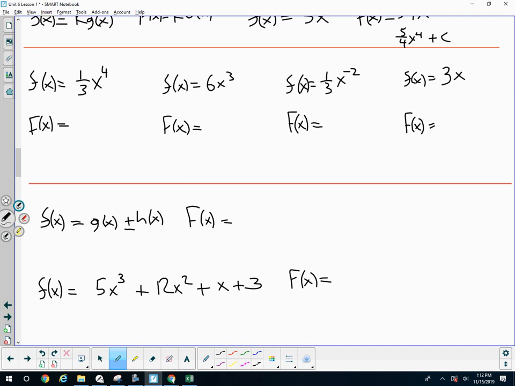If you're not comfortable with doing it all at once, I'd advise you add 1 to the power, multiply by the reciprocal, then worry about the other constant that you can multiply in at the end. Your first one should be 1/15 x to the 5th plus c. But go ahead and do the other ones, and check your answers with a neighbor, please.